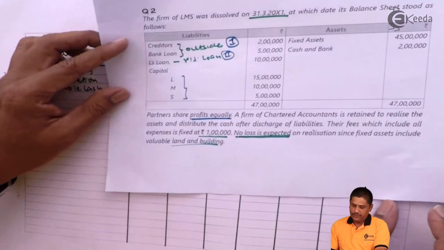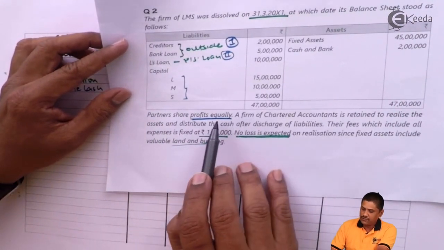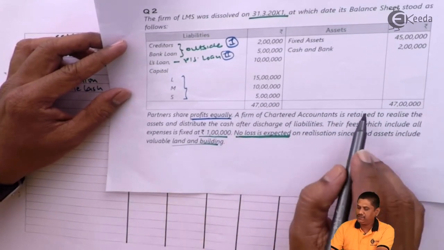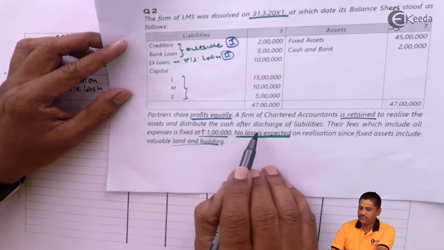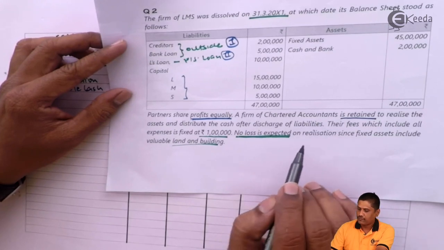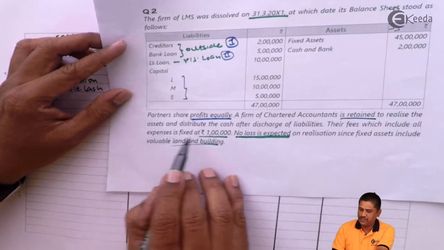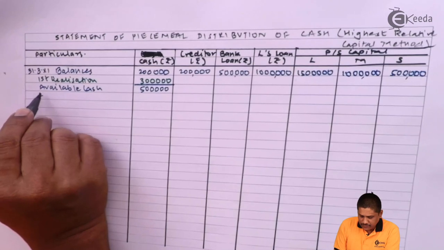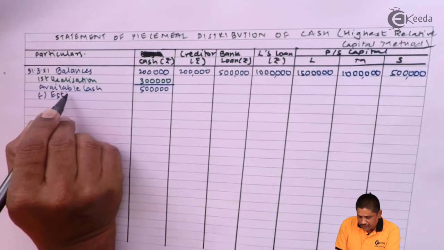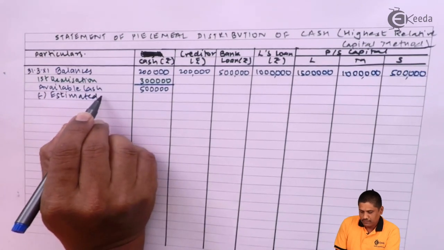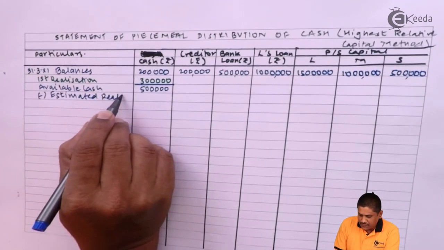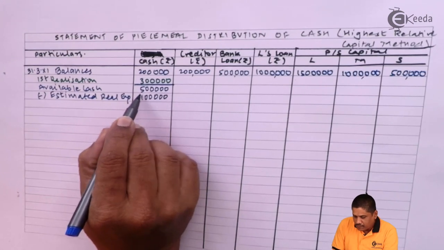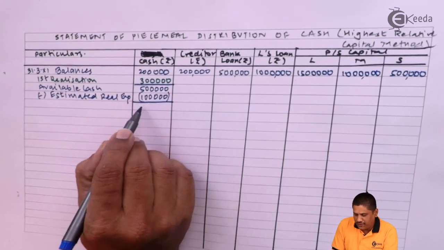Now see what they have given you here. They are saying that partners share profit equally. Firm of chartered accountant is retained to realize the assets and distribute the cash. Retained means they have appointed to realize the assets and distribute the cash after discharge of liabilities. Their fees, which include all expenses, is fixed at rupees 1 lakh. So this is only your realization expense estimated. So minus estimated realization expenses rupees 1 lakh, that will be subtracted. Since actual expenses are not given, this is only your final expenses.